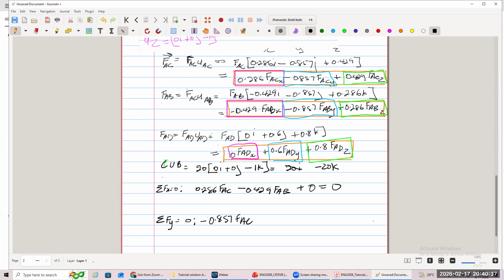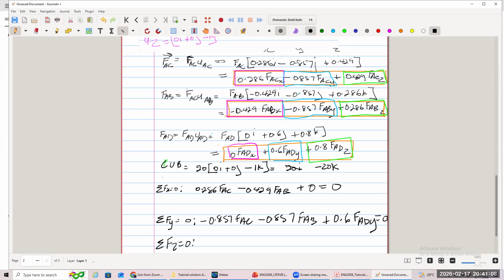What's the next y component now? It will be AB component, it will be minus 0.857 F AB. And then the last one, AD line would be, where is it now? See it right here, plus 0.6 F AD. Right? And they're all equal to 0. And the last one now, sum of the forces in the Z equals 0.